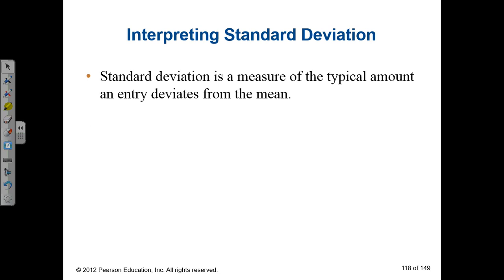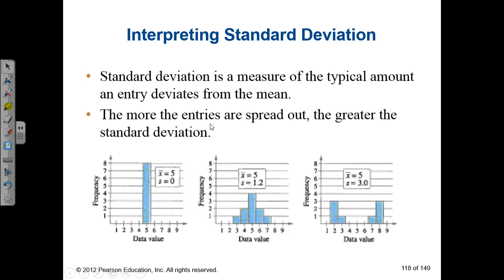Let's interpret standard deviation. Now remember, standard deviation is a measure of the typical amount a value deviates from the mean of that data set. The more the entries are spread out, the greater the standard deviation. Here, all the values are the same. They're all 5, so the mean is 5 and the standard deviation is 0 because we have no deviation from the mean.